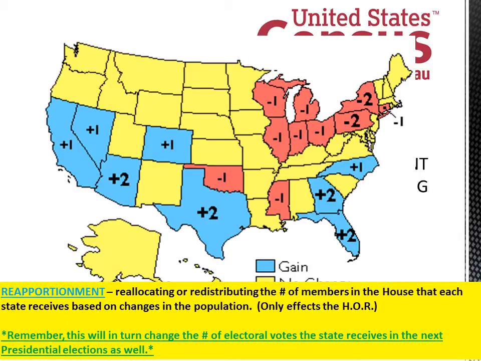We call this reapportionment. Reapportionment is the reallocating or redistributing of the number of members in the House that each state receives based on its changes in the population. It is important to remember that this only affects the House of Representatives, as the Senate is given 2 members for every state regardless of population.